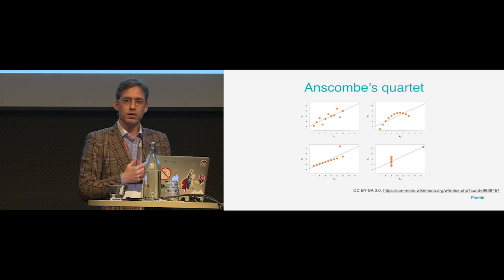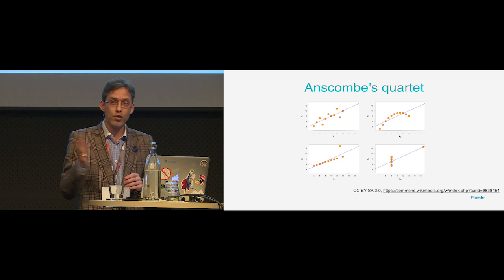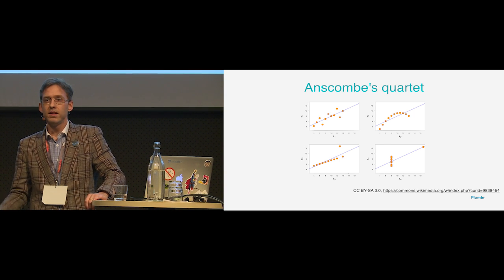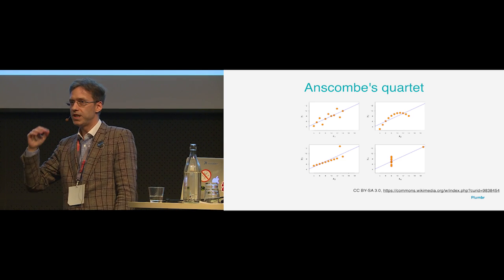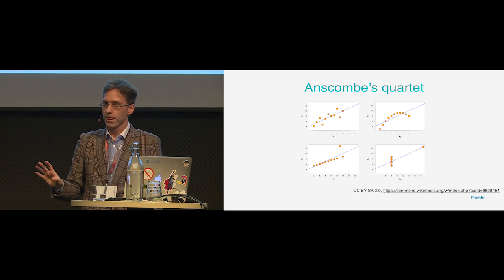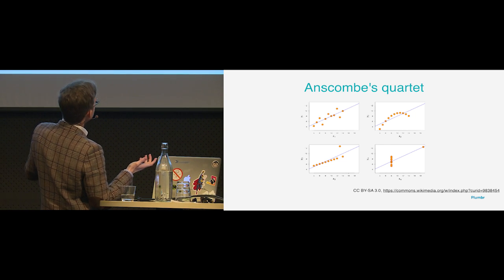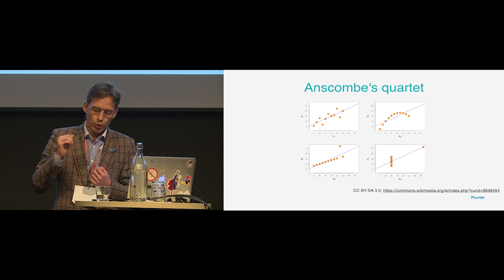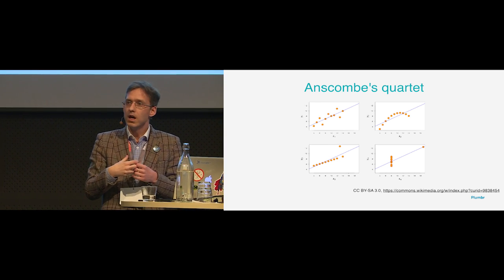Here's a very famous example, Anscombe's quartet. You have 4 data sets. All of them have exactly the same average y value, exactly the same, 7.5. But they're completely different. So average response time means nothing. It doesn't give you any information from the point of view of your end user.